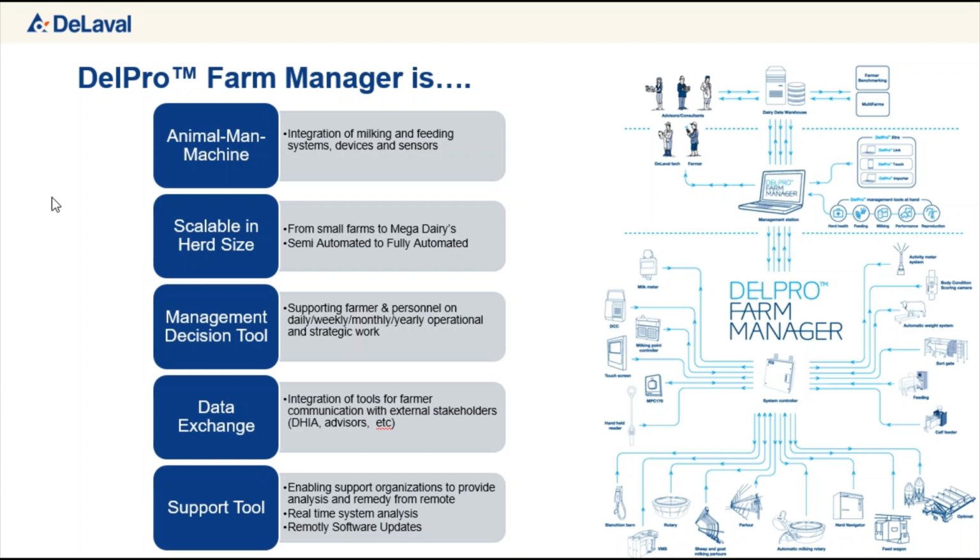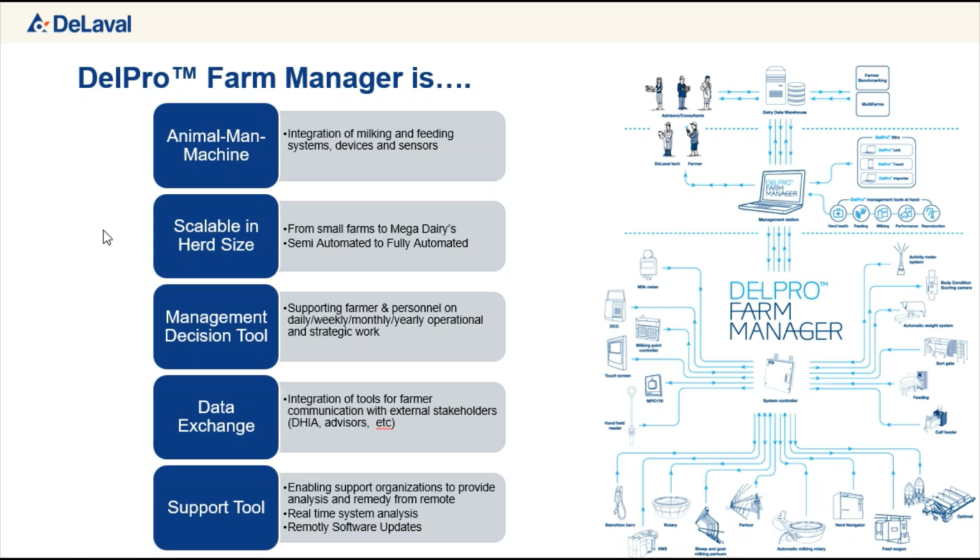So all these automation devices or sensors are first connected to the system controller, and then system controller is integrated with the computer which has DelPro Farm Manager software in it. And further, there is an option to access the software data outside the farm. When you are not in the farm, or the people who are not in the farm, they can access the DelPro data if required.